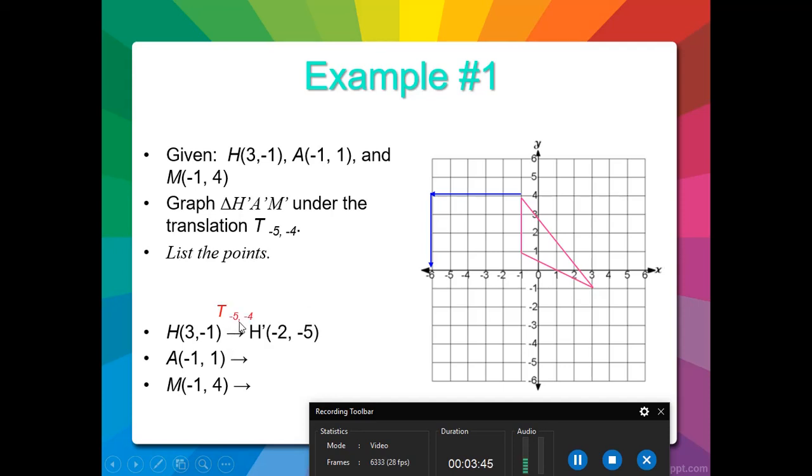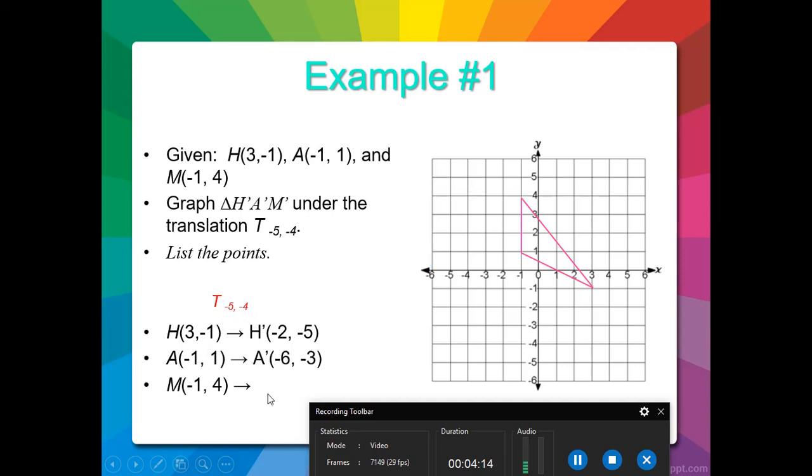So the rule says -5, -4. This one's very easy to work with. It's simple addition and subtraction. So on H, the x value is 3. We're going to subtract 5, and the new x coordinate is -2. On H, the y value was -1. We're going to subtract 4 to come up with the new value of -5. So when we're applying the translation rule, all 3 points go 5 left and 4 down.